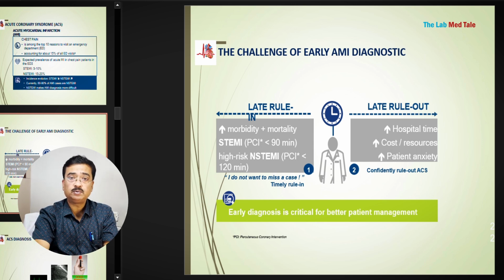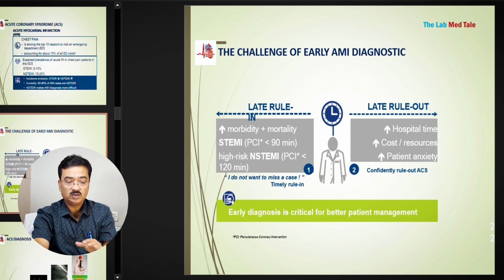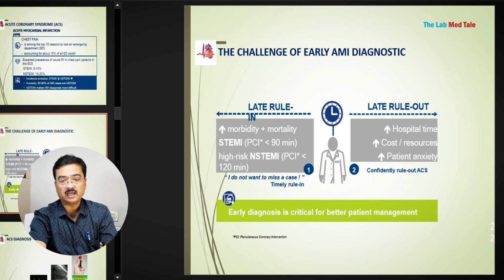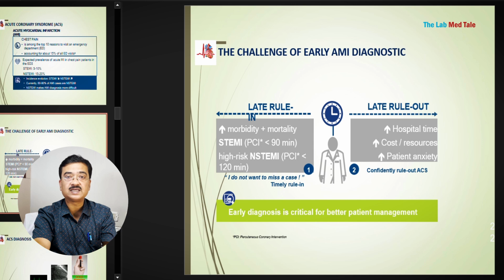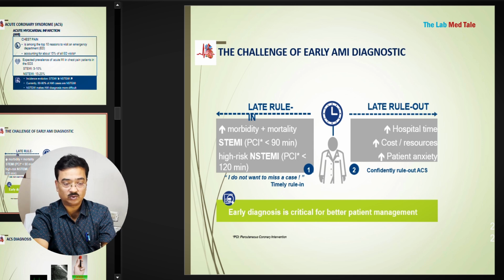But what happens if you rule out late? Means you negate the assay, then there is no AMI. So that happens, a patient will be unnecessarily admitted in the hospital, the cost will rise and patient anxiety will also be very high during those days.